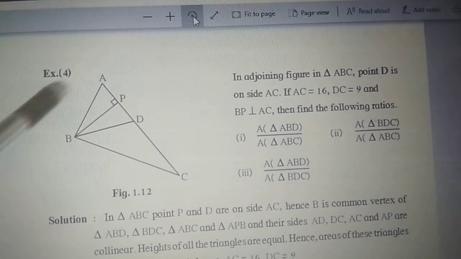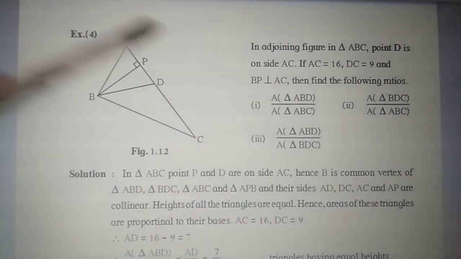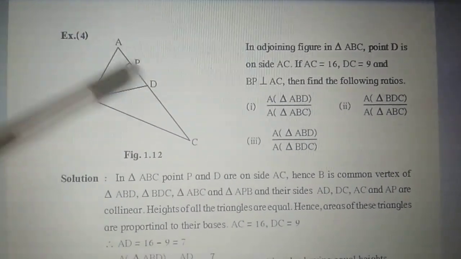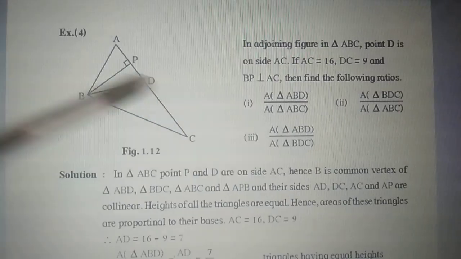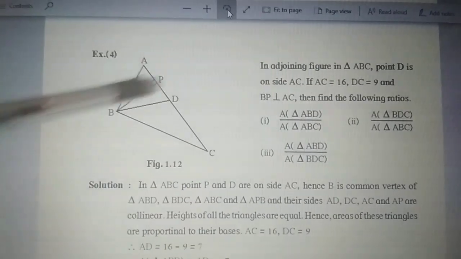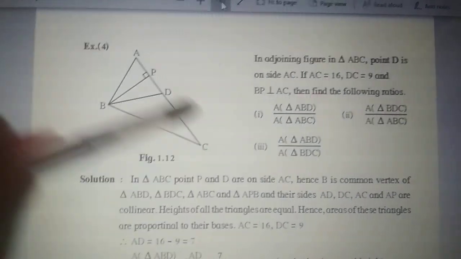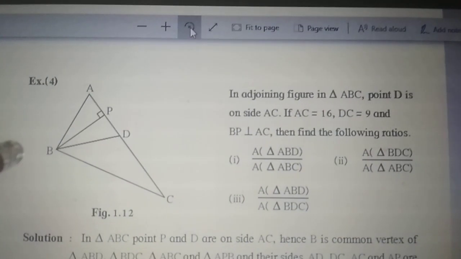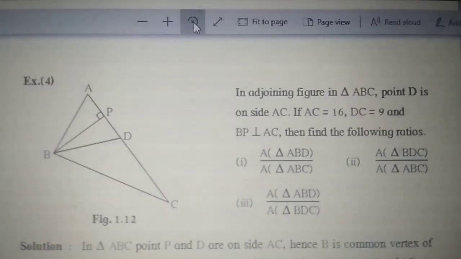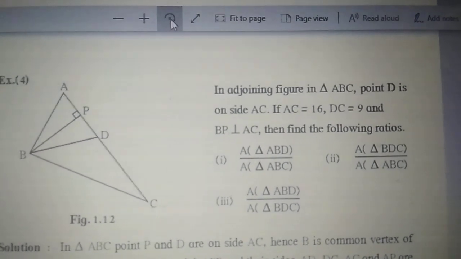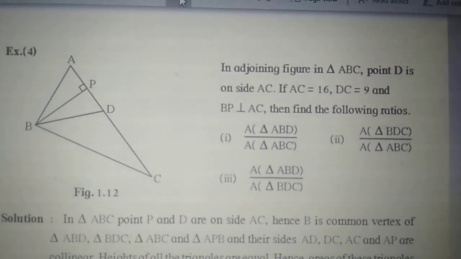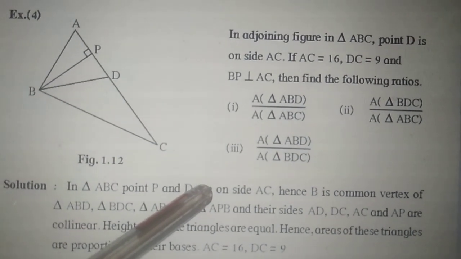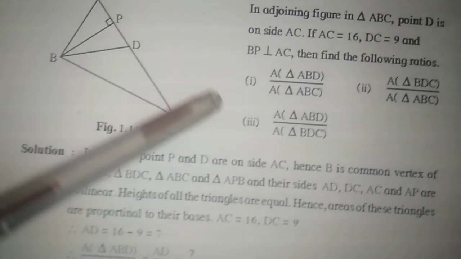Where is ABD? This ABD upon ABC, that is, with common height, is equal to the ratio of their bases. Now BDC and ABC, second one. Third one ABD and BDC, left and right. Now all the triangles have the common height BP. Therefore, when the height is the same, the ratio of areas is equal to the ratio of corresponding bases. Now what is given? AC is 16, DC is 9.